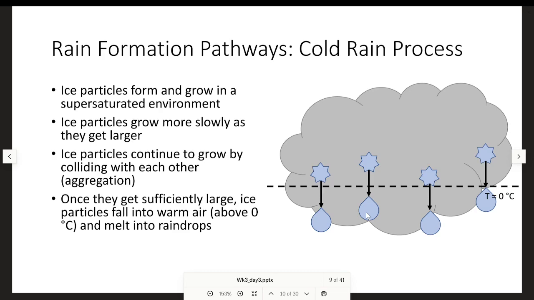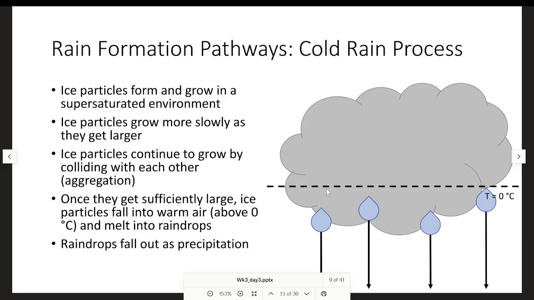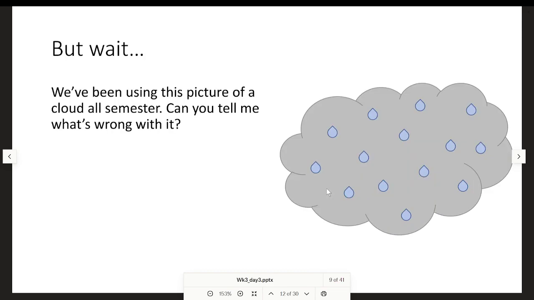Once they get sufficiently large, the ice particles fall into the warm air, past this Bergeron line, and they melt into raindrops. So this is what we have in Oklahoma. We have these ice particles that hit each other, and then they form raindrops. Raindrops fall out as precipitation. But wait! We've been using this picture of a cloud all semester. That's true. Can you tell me what's wrong with it? Well, I can tell you what's wrong with it.